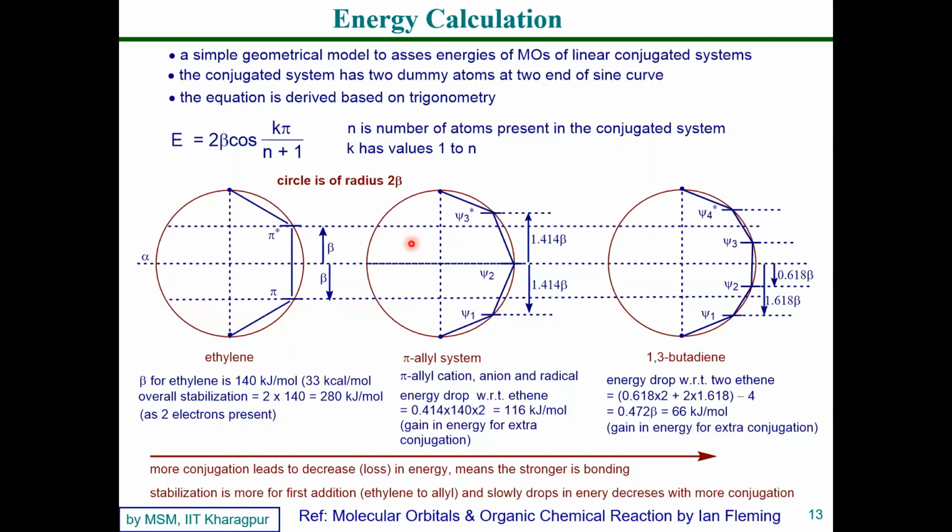Now you add one more atom. Okay, so then how many? It is a pi allyl system. So then again you have 2 dummy atoms, and you are inscribing this whole framework inside this circle having radius 2 beta. Then this psi 1, then psi 2 and psi 3, and these two are dummy atoms.